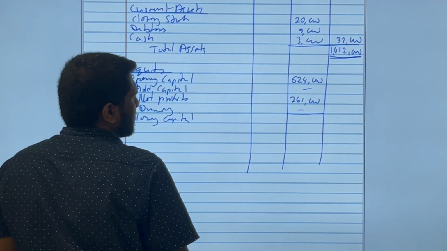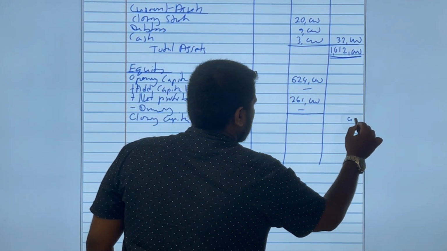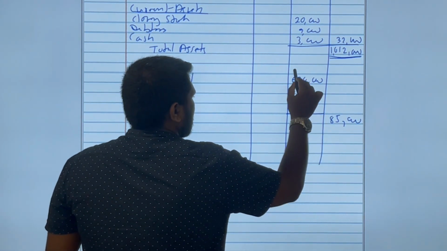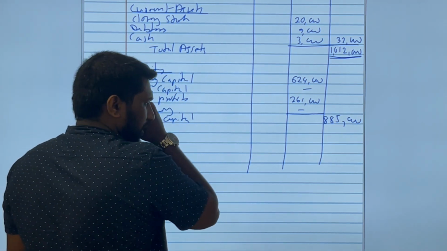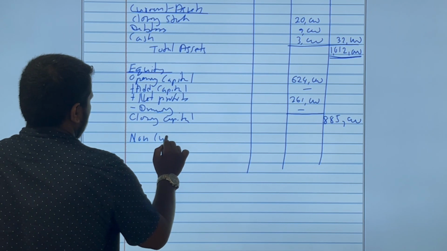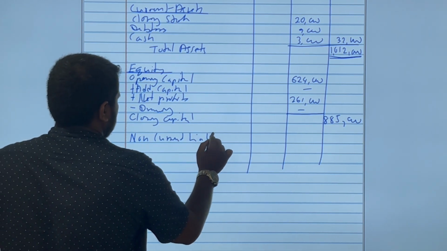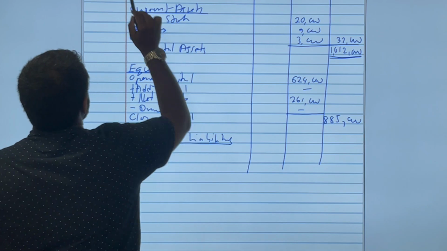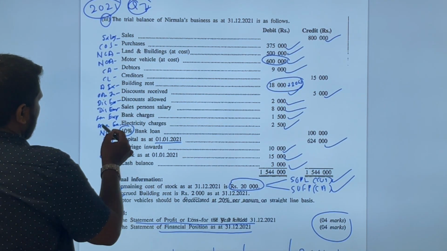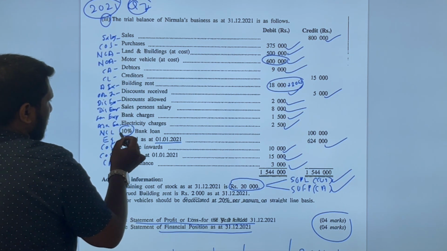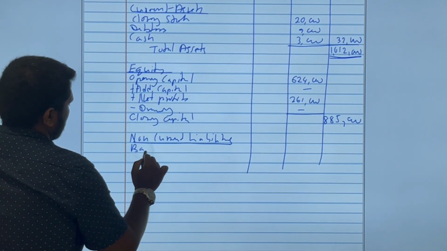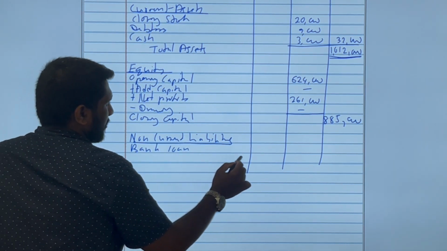Then what is the closing capital that we are getting? 885,000. That is the closing capital. Then we have to take the non-current liabilities. We had a bank loan here, yes, 100,000.